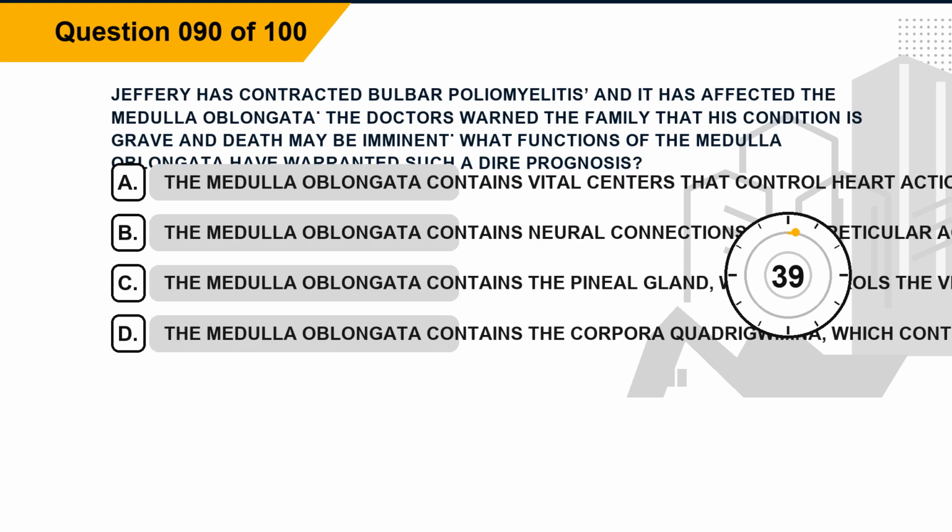Question 90. Jeffrey has contracted bulbar poliomyelitis, and it has affected the medulla oblongata. The doctors warn the family that his condition is grave and death may be imminent. What functions of the medulla oblongata have warranted such a dire prognosis?